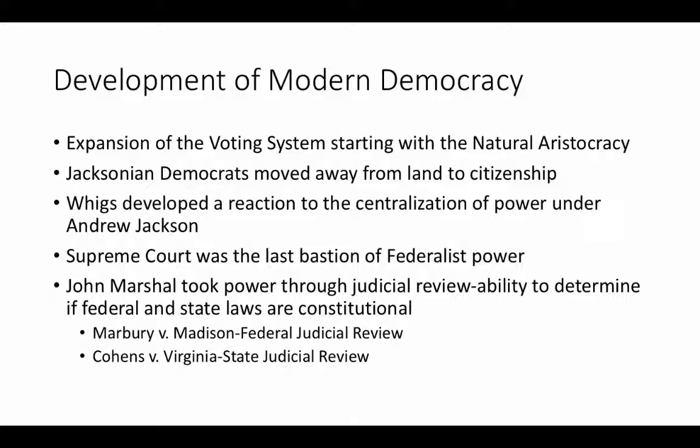And two big cases that I like to push for the kids off of that are Marbury v. Madison, which establishes federal judicial review, and Cohens v. Virginia, which establishes state judicial review. This also gets us into the difference between loose and strict construction of the Constitution. Do we read the Constitution literally, or do we read it within context of the time period?